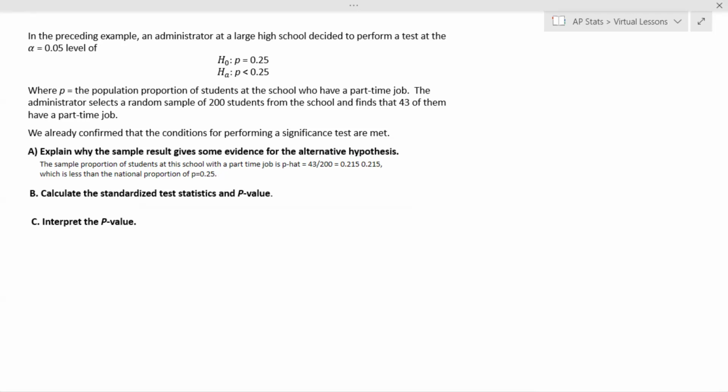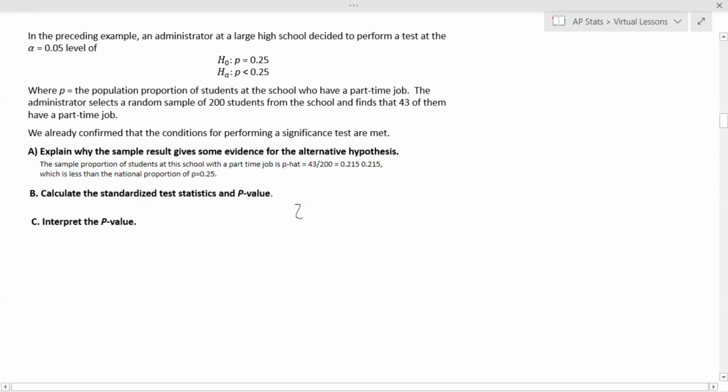Okay, so again, we got a sample that had a sample proportion less than the national average or the national proportion. So this is some evidence for the alternative hypothesis. But the question we eventually want to answer is, is it convincing evidence? So first thing we want to do is calculate the test statistic and p-value.